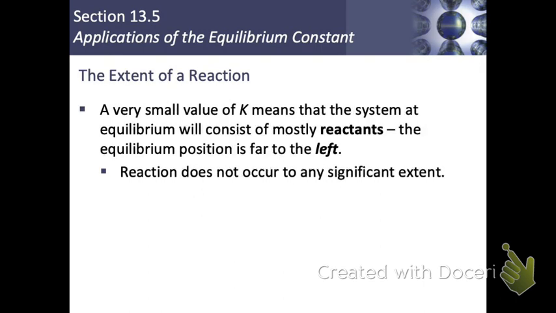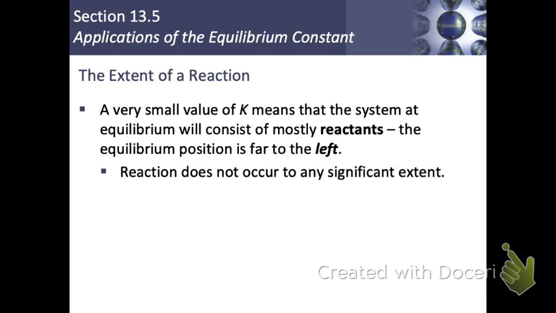Okay, the other side of that says a very small K value means that the system mostly is comprised of reactants and that this equilibrium lies to the left. So the reaction does not occur to any significant extent. So the smaller the K value, that means the less the reaction actually runs. Okay, it will stay on the reactant side.